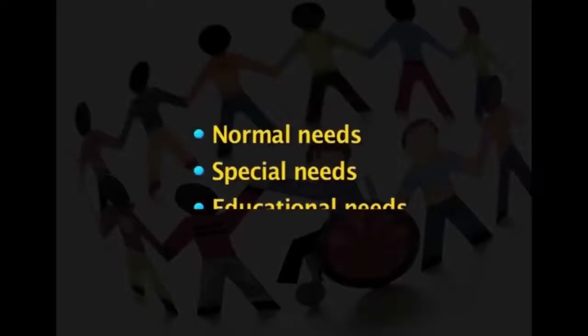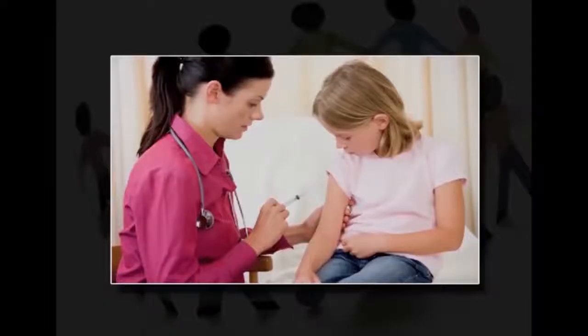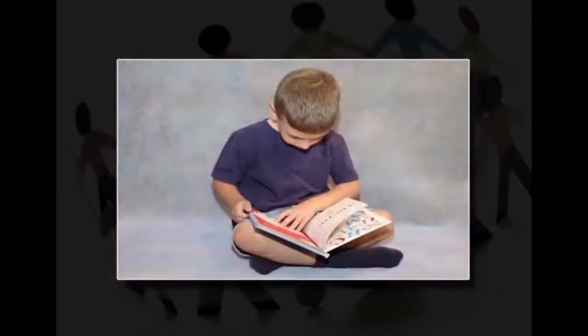Now, after knowing the classification and what causes the disabilities, let's see what are the needs of a child with special needs. The common needs of children with disabilities can be classified as normal needs, special needs, and educational needs. What are the normal needs of a special child? They need medical care, immunization, play, education.